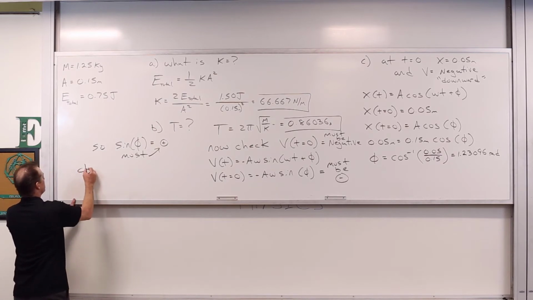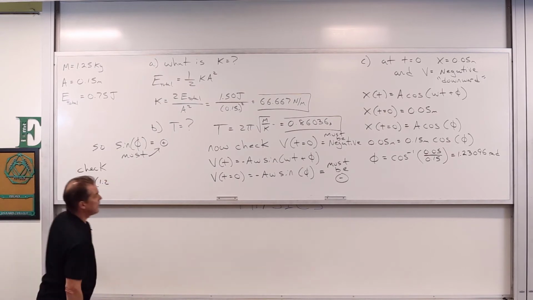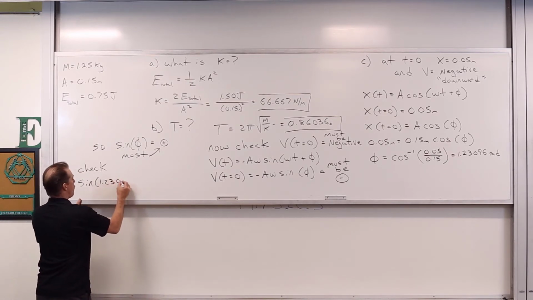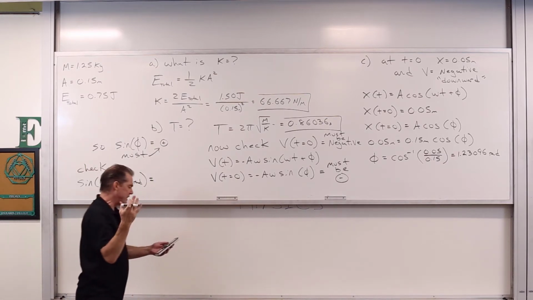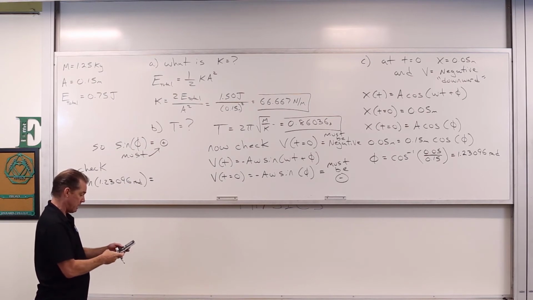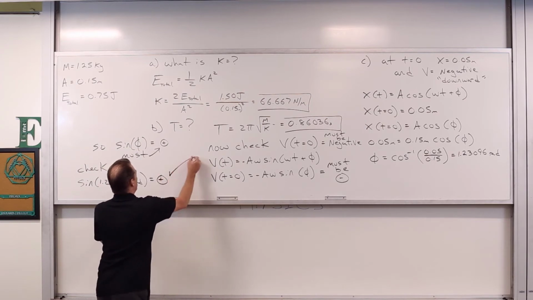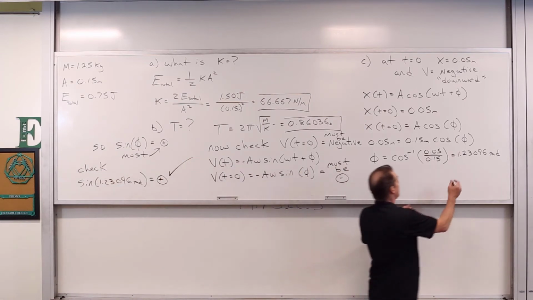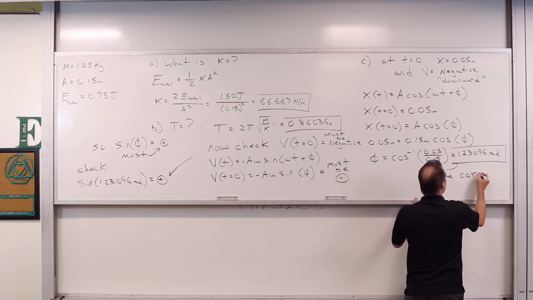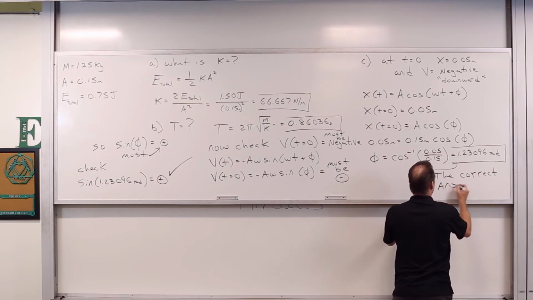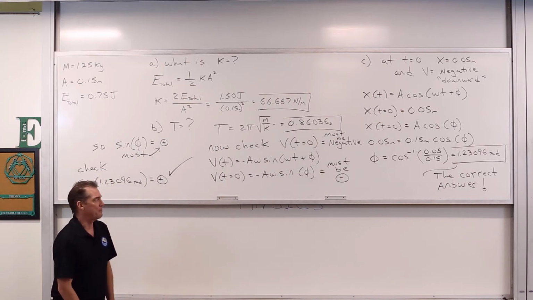So we check it. We've got the sine of 1.23096 radians is equal to, we don't even need to know the value, we just need to know, is it positive or is it negative? And it turns out to be positive. So that means that this is indeed the correct answer.